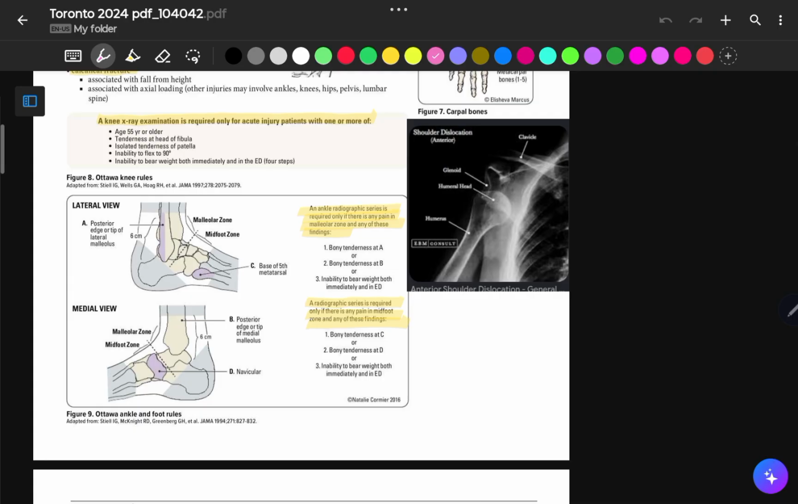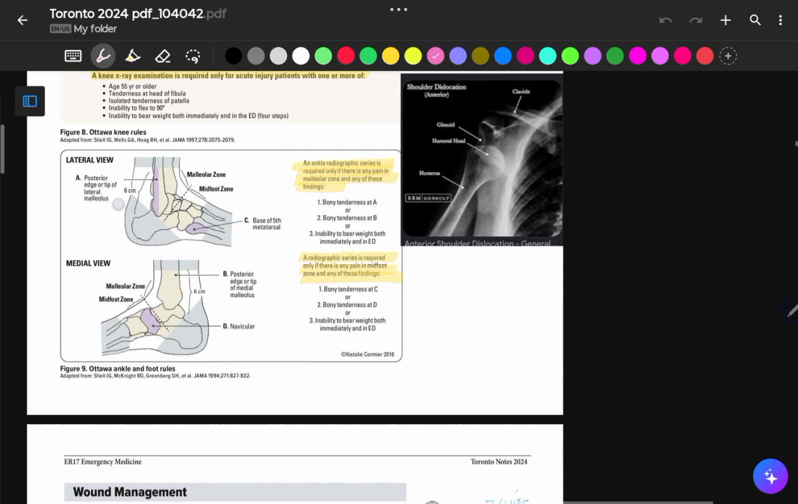and then if they have inability to bear weight, both immediately or in the ED. Inability to bear weight means they are unable to do 4 steps.